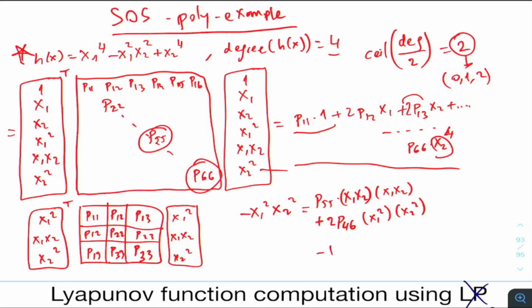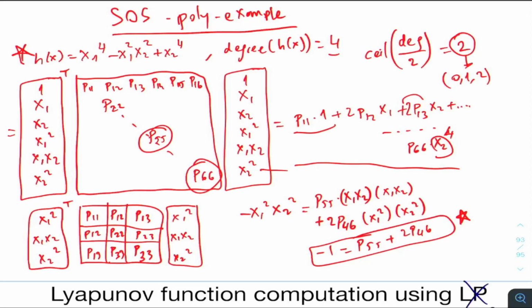Means -1 equals e55 plus 2e46. This is your, and I made a mistake, sorry about that. And this is your second constraint, right? Okay, what was your first constraint? Let's check that again, right?